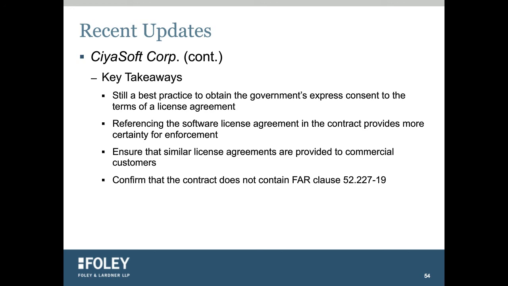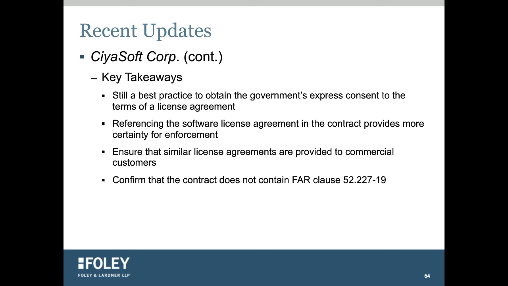So what's the takeaway here? Still, if you're selling software to the government, include your license in your proposal. Include it as an attachment to the prime contract. You don't want to find yourself in this position, and make sure in that license agreement it's acceptable to the government and doesn't have any unenforceable provisions that we went through. But also you want to make sure that it is similar to that you offer commercially, except for those government-only modifications.